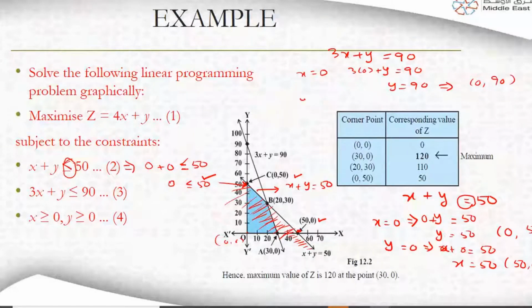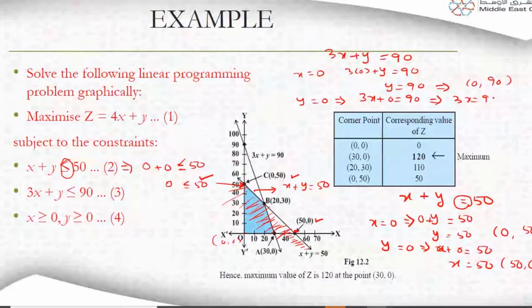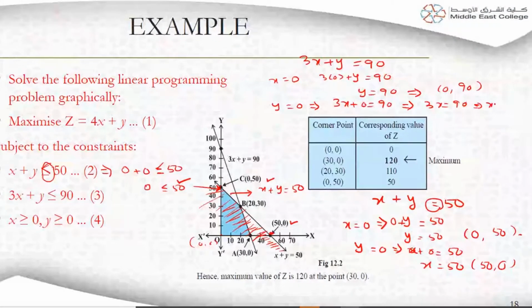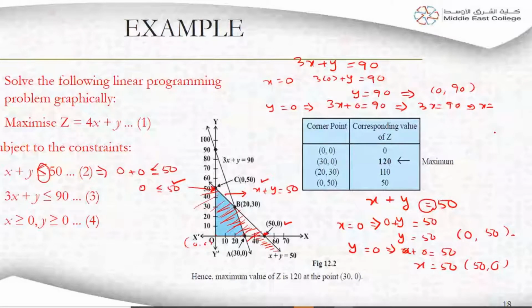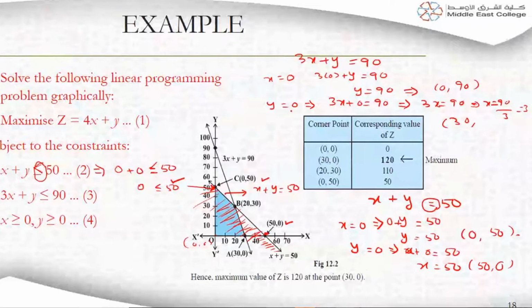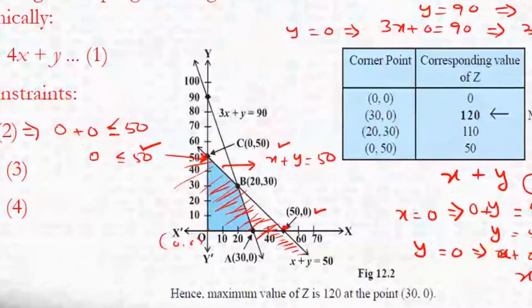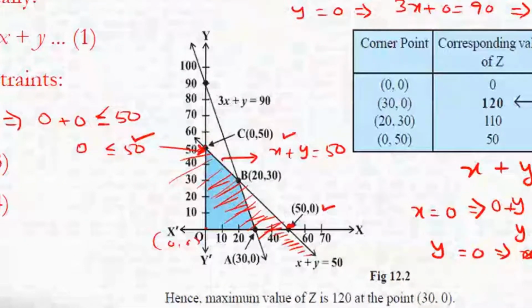Now again you put y equal to 0. When you put y equal to 0, 3x plus 0 equal to 90. So you get 3x equal to 90. So x is equal to 90 by 3. Okay, so 90 divided by 3 is 30. So whenever you are writing, always write the x first. What is x coming? x is equal to 30, comma y is 0. So you put the 0. Now join these 2 points, 0 comma 90. So where is 0?